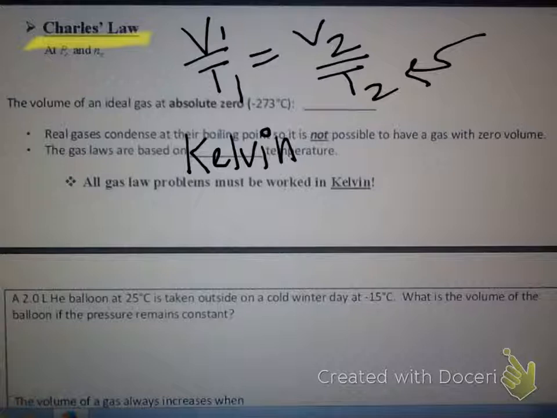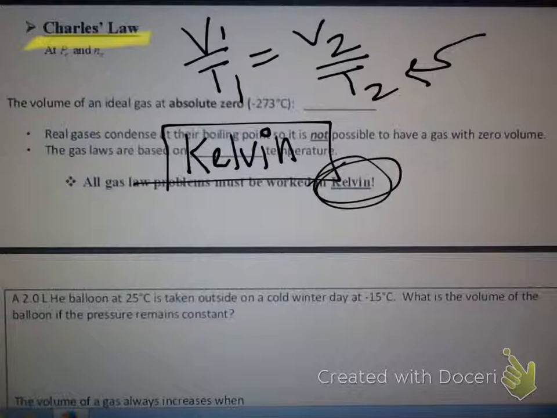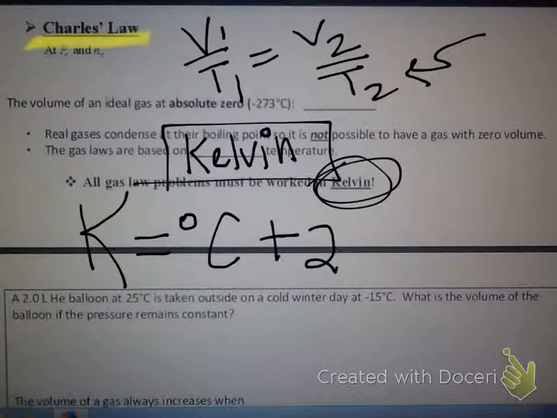So just to negate that fact, we're always going to use Kelvin, because the Kelvin scale only has positive values. No negative temperatures equals no negative volumes. So in all of your gas problems, I don't care which one it is, if there's temperature, you're going to use Kelvin. Most of the time in the lab we use degrees Celsius, because we've got our little thermometer there, and we can convert Celsius to Kelvin very easily. Remember, Celsius plus 273.15 equals Kelvin. Just add 273.15 to your Celsius and you'll always get your Kelvin temperature.